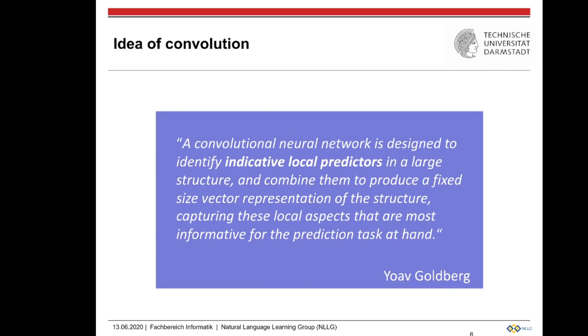Let's see the general idea of convolutions. Yoav Goldberg said a convolutional neural network is designed to identify indicative local predictors in a large structure. What is the meaning of indicative predictors? For example, take the sentence "a boy is very happy". We want to label this sentence with either positive or negative meaning. We can find there's a keyword, happy, which is a very strong signal for the label prediction.